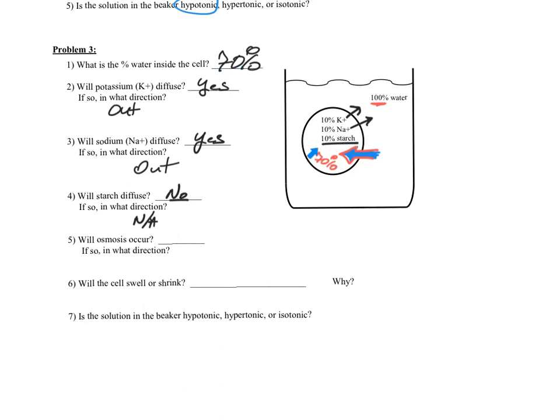What's the water concentration inside the cell? 70%. How do I know that? 30. 100 minus 30 is 70. Concentration of water outside is 100%, obviously. Will osmosis occur? Yes. Into the cell. Will the cell swell or shrink? Swell. Why? Water's moving in. I hope so, because it's not that hard as long as you break it down into those simple questions. You've got to ask those questions. If you miss even one question, you're going to mess it up.